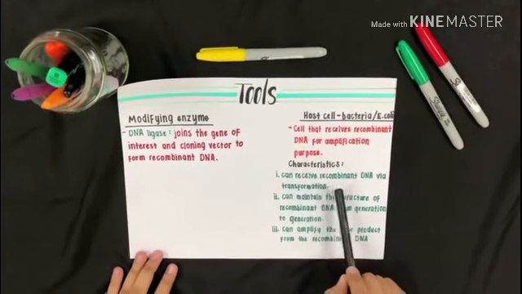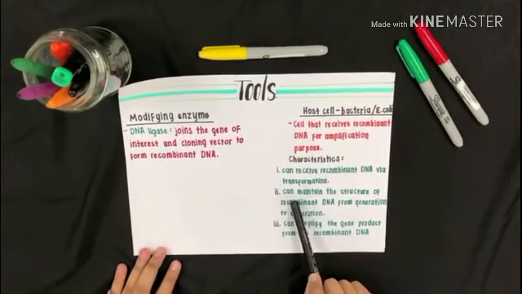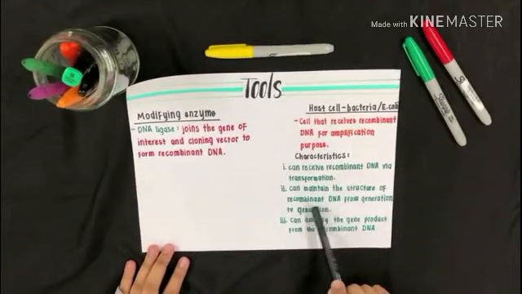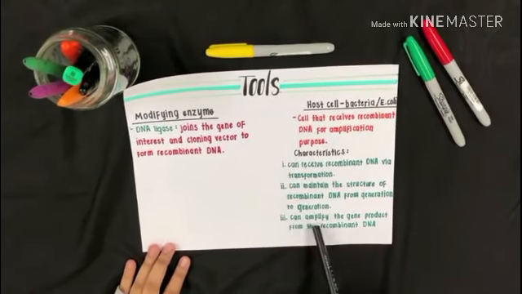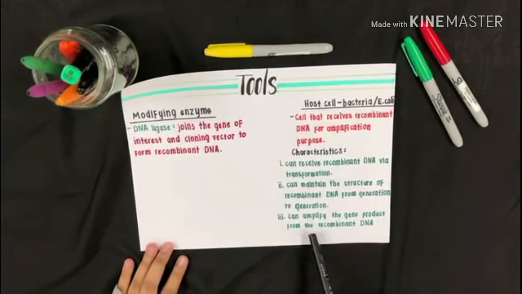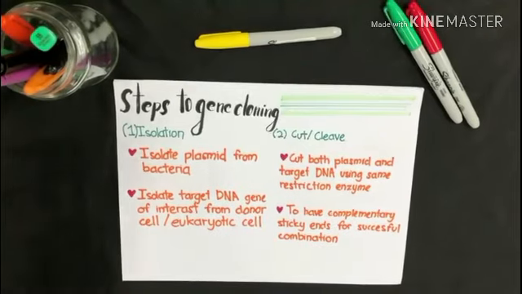Characteristics: first, it can receive a recombinant DNA via transformation. Second, it can maintain the structure of recombinant DNA from generation to generation. Third, it can express the gene product from the recombinant DNA. So these are the steps to gene cloning.